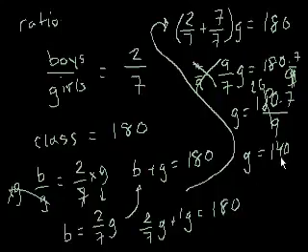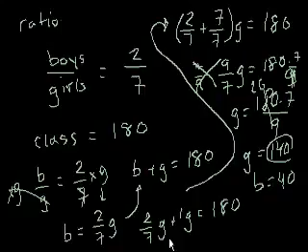And so if there are 140 girls in the room, how many boys are there going to be? Well, we know that the whole class is 180 people. And we know b plus g is 180. So the boys are equal to 40. And this is really about as difficult as basic ratio problems get. There's nothing really difficult about ratios.